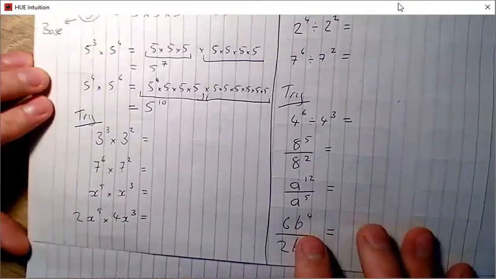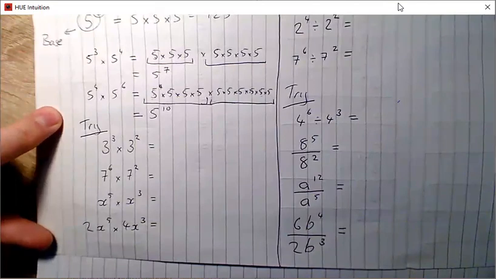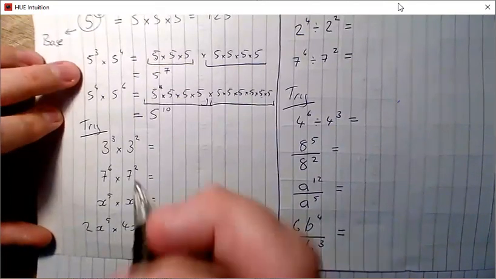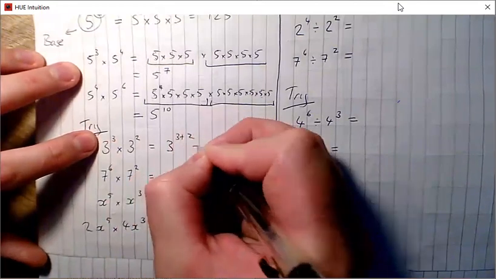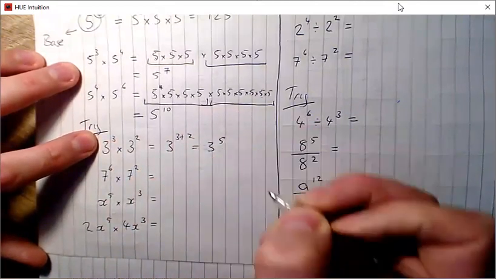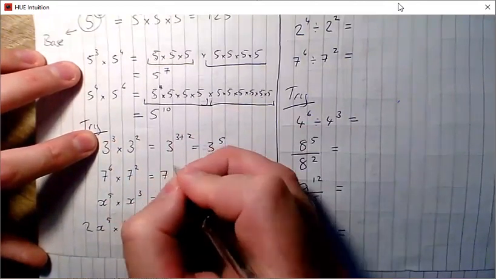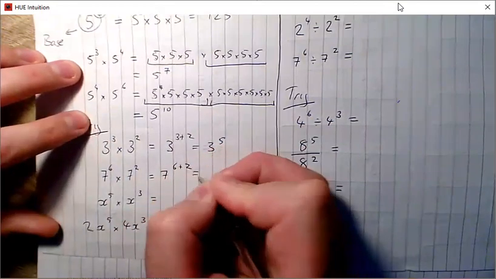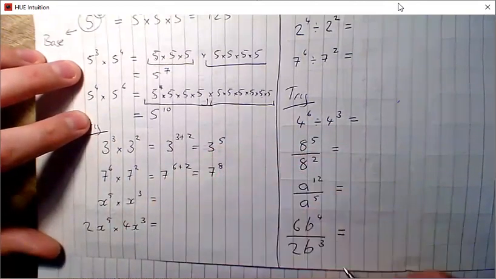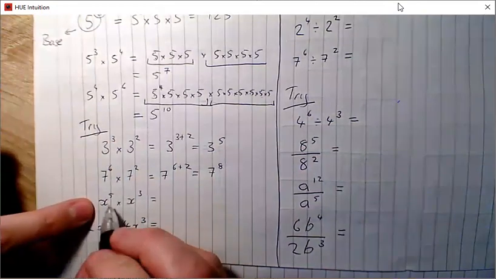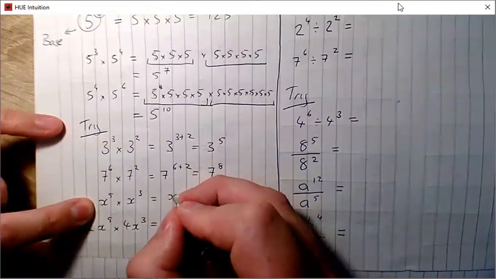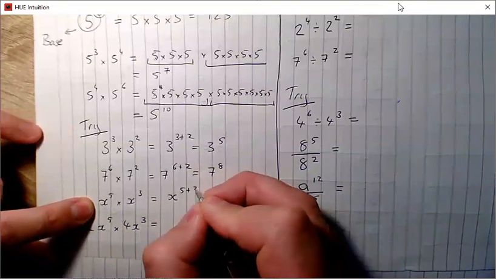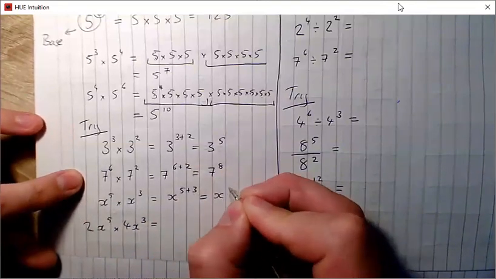Pause the video maybe, and I'll show you the answers now. Okay, hopefully what you've done is 3 to the power of 3 plus 2 gives 3 to the power of 5. You've said 7 to the power of 6 plus 2 is 7 to the power of 8. X and X, that's the same base. It doesn't matter that you've got a bit of algebra going on here. This is X to the power of 5 plus 3, which is X to the power of 8.